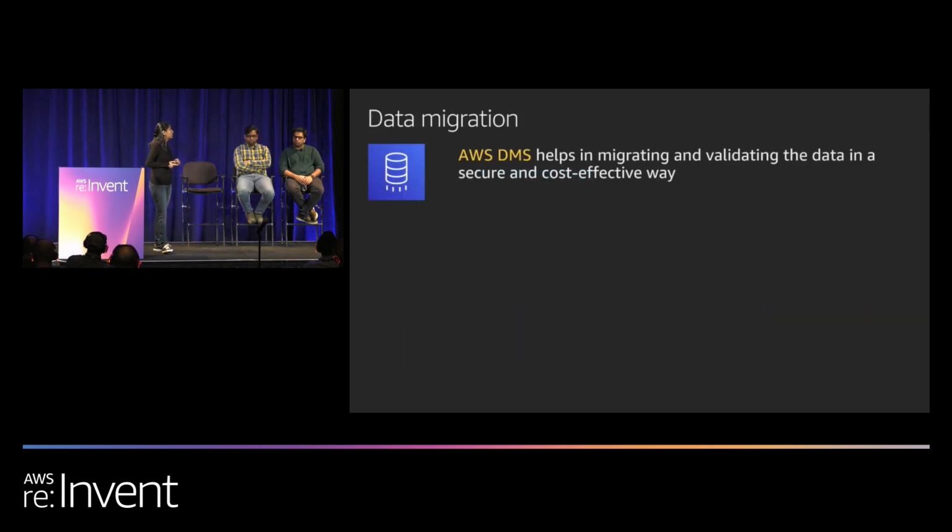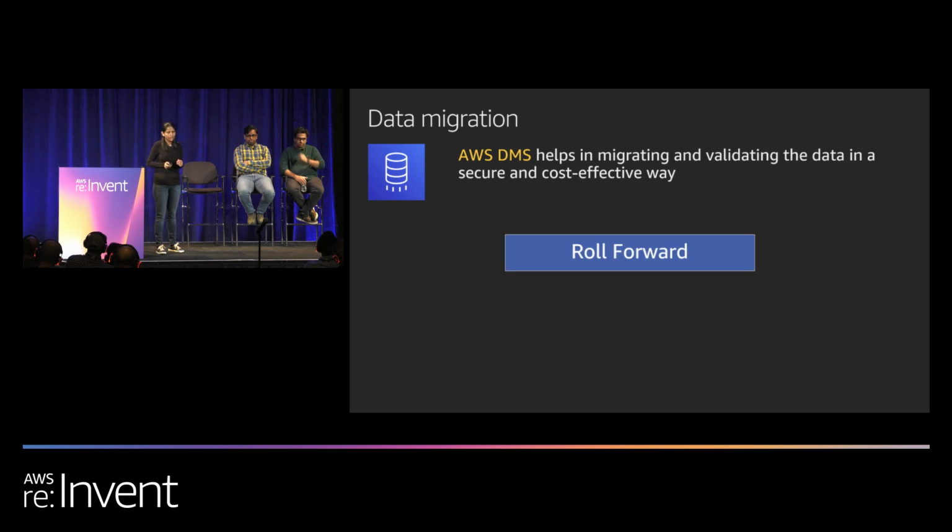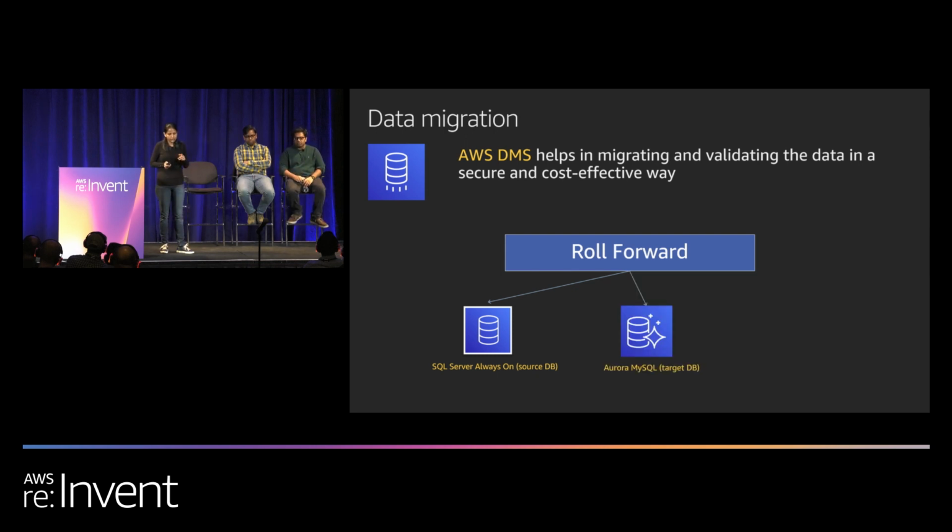Data migration. We used DMS for data migration. And like Arun mentioned, it's a great tool for migrating, replicating, and validating the data in a secure and cost-effective way. We used a design pattern for our migration and rollback plan called roll forward. This design pattern had three major components: the source database, which was SQL Server Always On for us; the target database, which was Aurora MySQL for us; and the rollback database, which was a replica of the infrastructure of the source database.